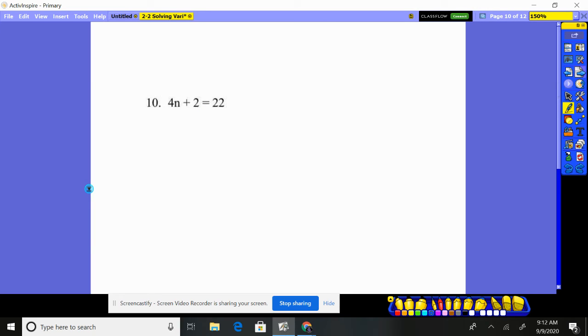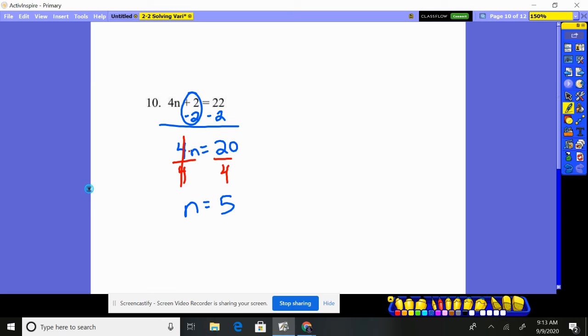Number 10, 4n plus the number 2 equals the number 22. Let's move him over. He goes away. 4n equals 20. How do I now undo that multiplying by 4? I divide both sides by 4. And I get my answer of 5.